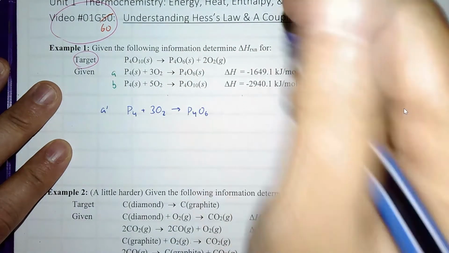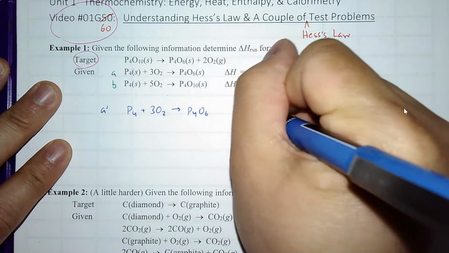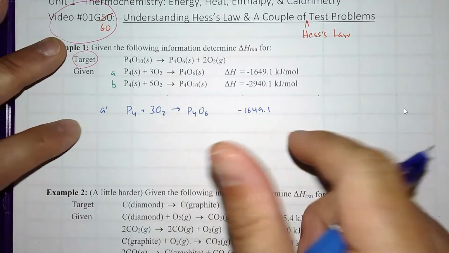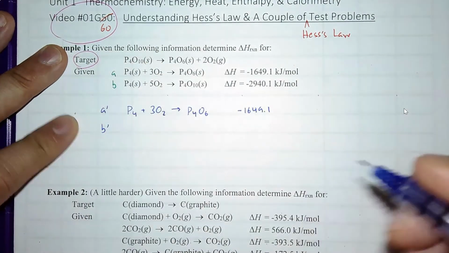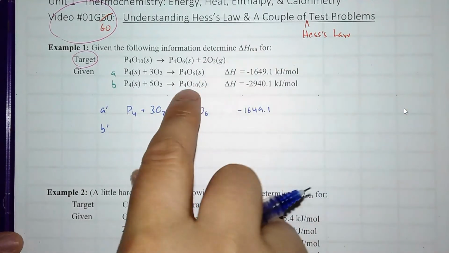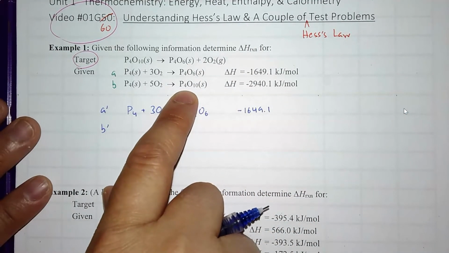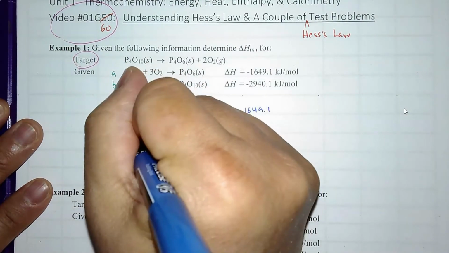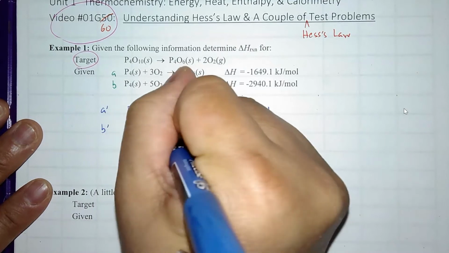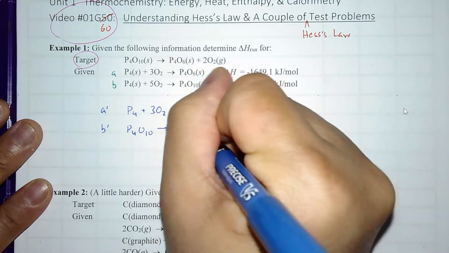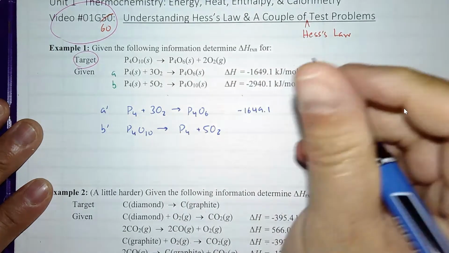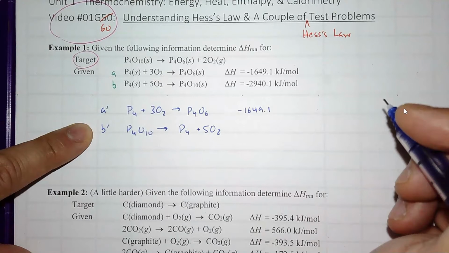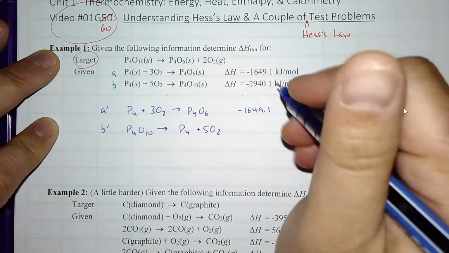P4O6, and I do copy the delta H. For B prime, I have to bring P4O10 to the left, so I'm reversing this reaction, carefully copying it, but in the reverse direction. And because I reversed B to get B prime, I am going to take the opposite sign of its delta H.